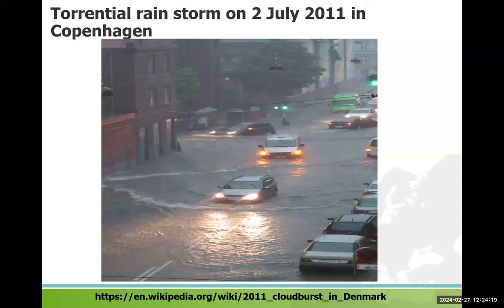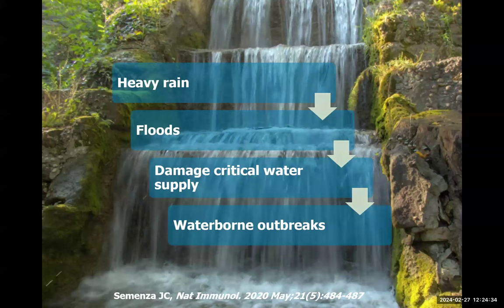And it turns out that one individual contracted leptospirosis and died. Another person got infected as well. So this is a serious issue that even affects the global north during these extreme precipitation events.